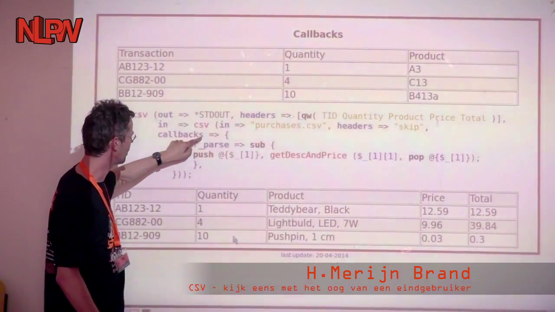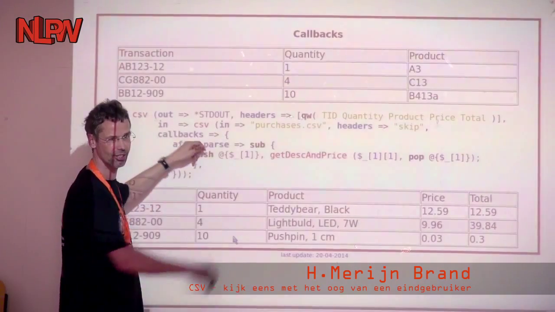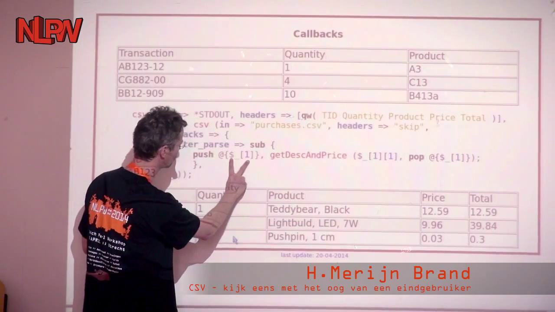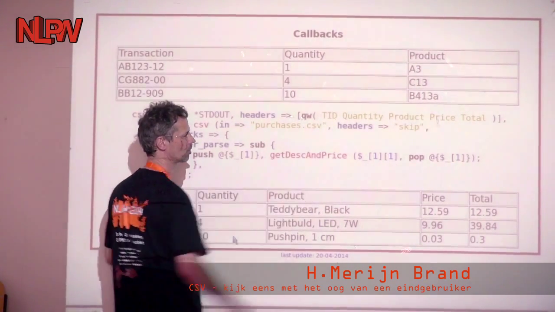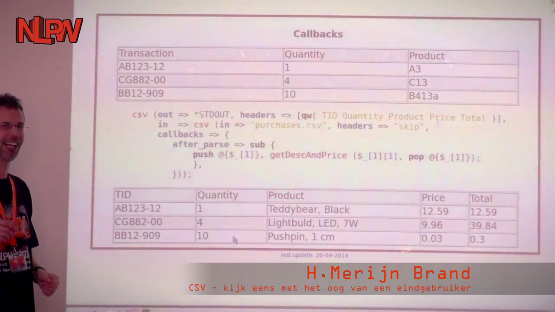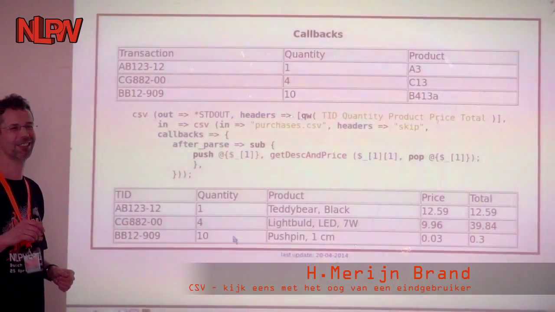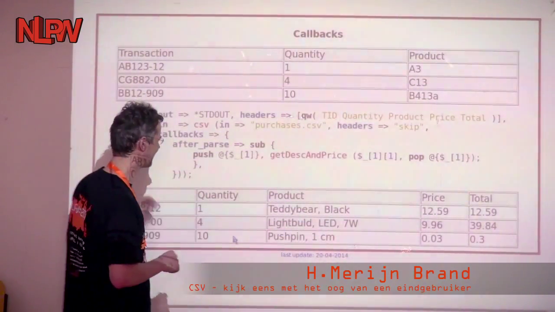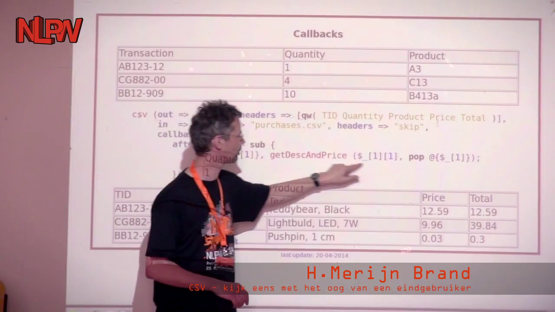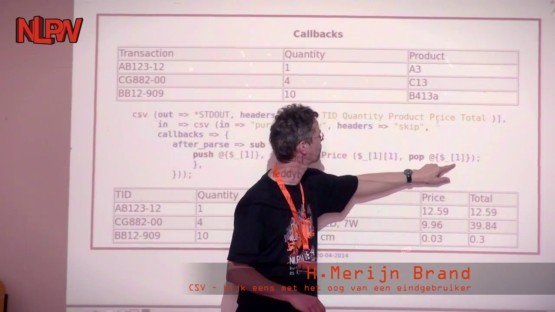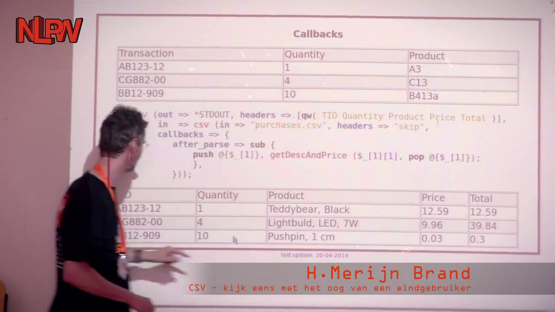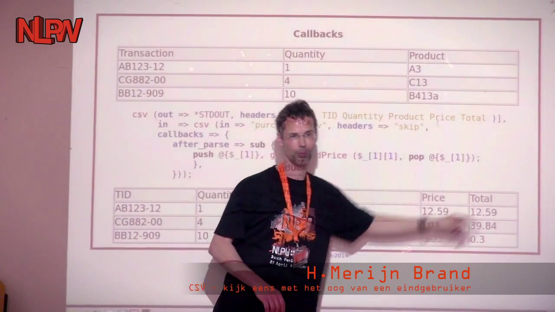So what you do is in the after parse, you push, skip the first argument, which is the CSV, and the second is the row. So $_[1] is the row, just to make it short. It doesn't read nice. I was thinking about using $A and $B for this. No, because it's confusing. So, push, and this is from a module. Get description and price for the quantity and the product, which I remove from the list, and I push the new things that can come from there, which are teddy bear, price and total price.